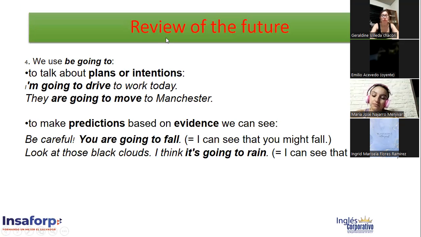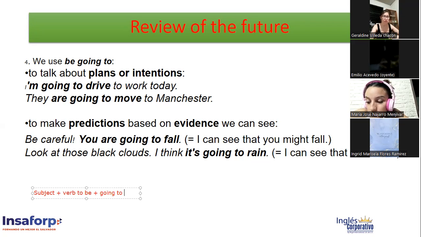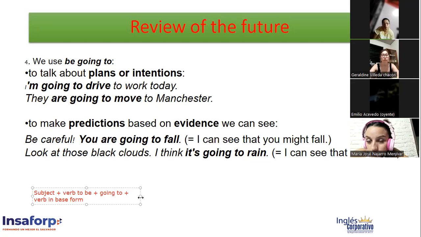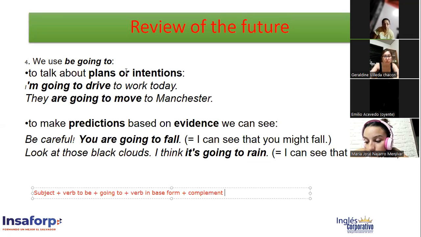Now, be going to. You were waiting for this. Estaban esperando. You were waiting for the be going to. What is the structure for a be going to? Do you remember? Subject plus. Exact. Verb to be, plus going to. Going is -ing, present continuous. Going to plus the verb in base form. And the complement. And we have the examples here. We use be going to talk about plans or intentions.